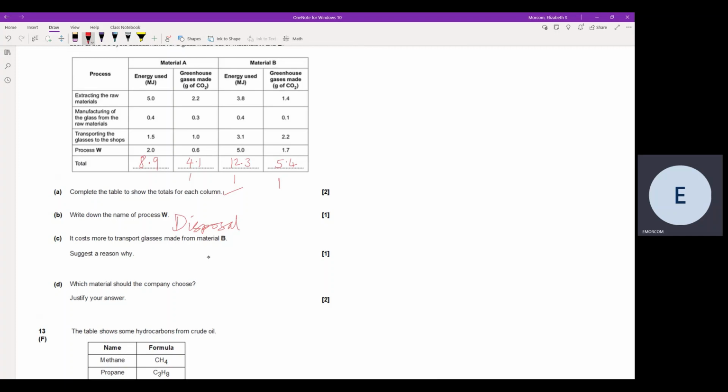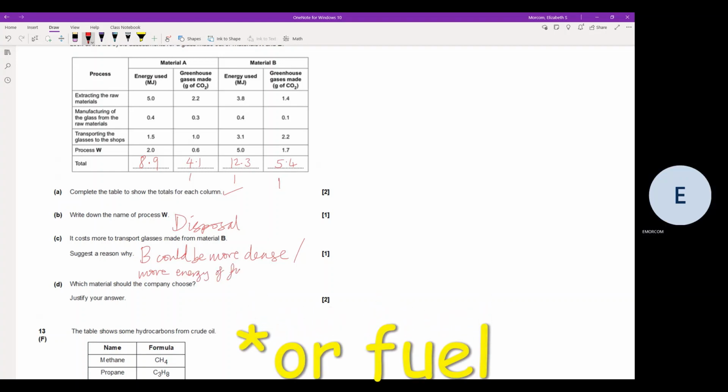It costs more to transport glasses made from material B. Suggest a reason why. Well, the only reason it's going to cost more is if you need to have more energy or more fuel used for the transportation, and that's going to be if B is heavier or more dense. So B could be more dense. Or you could say more energy or fuel is needed.